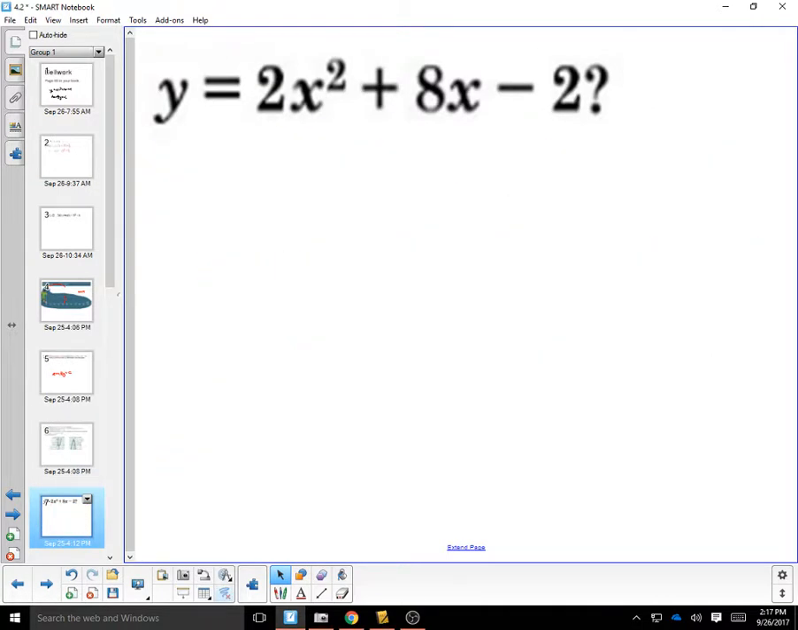Here is a quadratic equation in slope-intercept form. Now, I think that by now you have figured out what the most important thing is about working with quadratics. And what is that important thing?